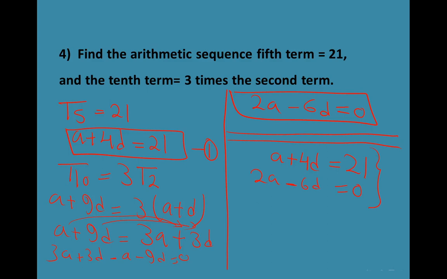By using the calculator, A equals 9 and D equals 3. In this sequence, the first term of the sequence is 9, then I'll add 3 in each step. This sequence is an increasing sequence because 3 is a positive term. 9, 12, 15, 18, and so on.